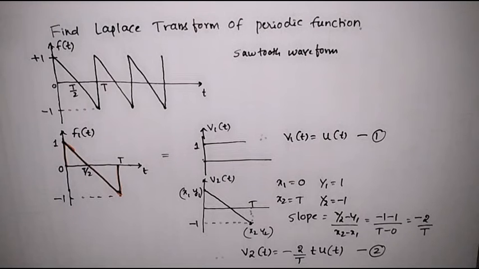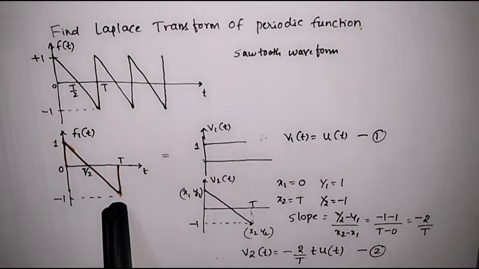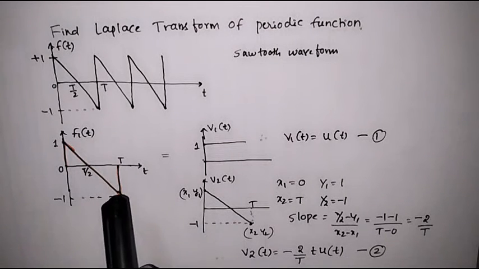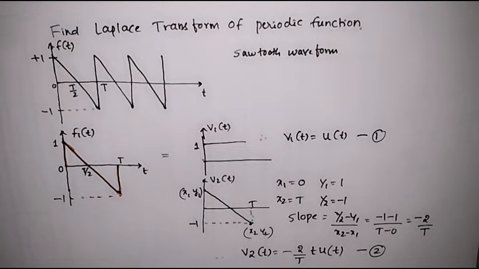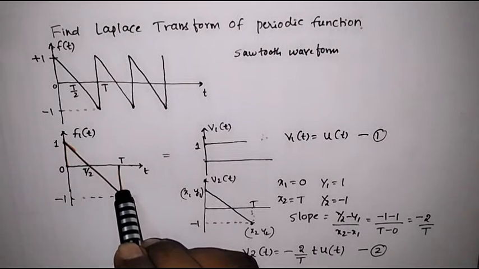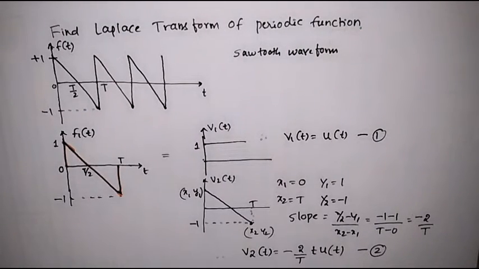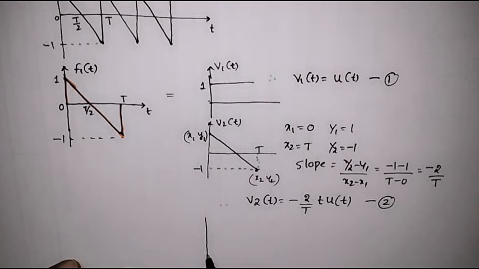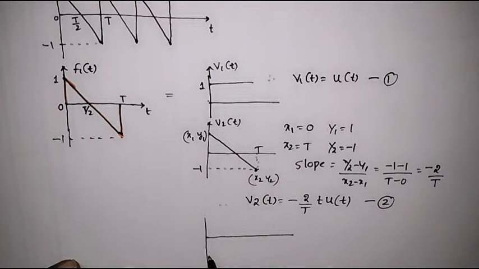Now observe this circuit. The ramp should stop at t equal to T. To make the ramp stop at t equal to T, we are supposed to add one positive ramp at t equal to T in this direction. So now I will add one positive ramp at t equal to T. Suppose this is the point T here. This is the positive ramp.